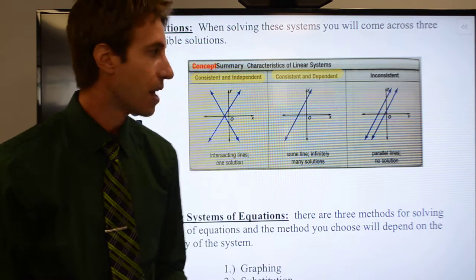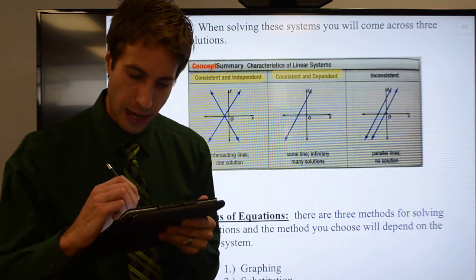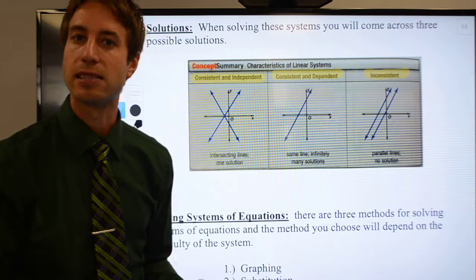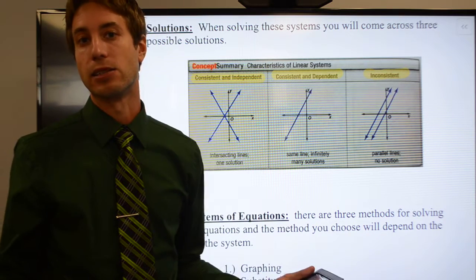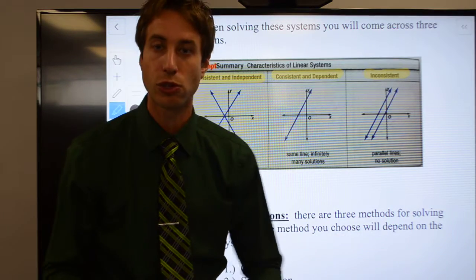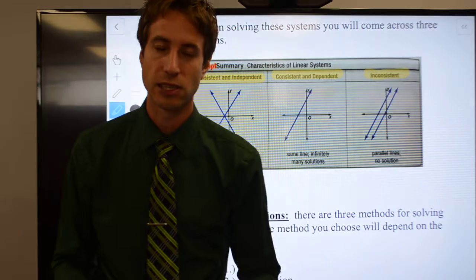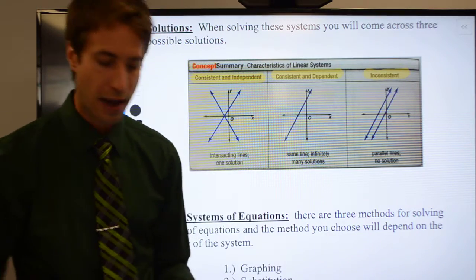They're dependent. And finally, our third possibility is inconsistent. Let me go ahead and highlight it for you. And inconsistent just simply means the lines don't cross. All right, there is no solution. Right, parallel lines, no solution. These lines will never ever intersect. They'll never cross each other, and so you're not going to have a solution.